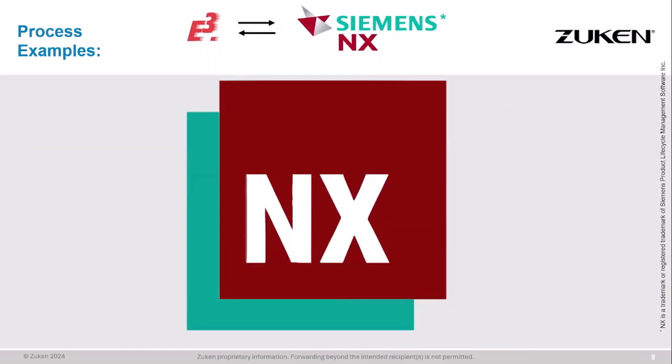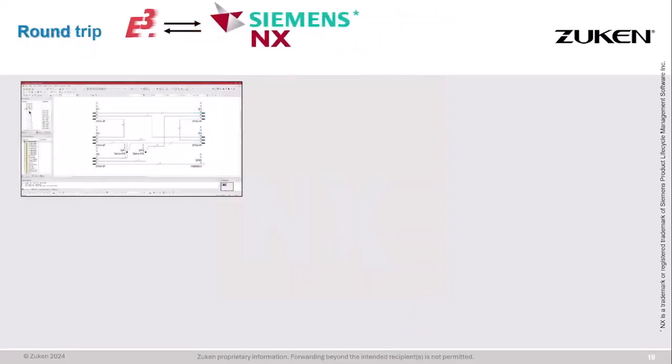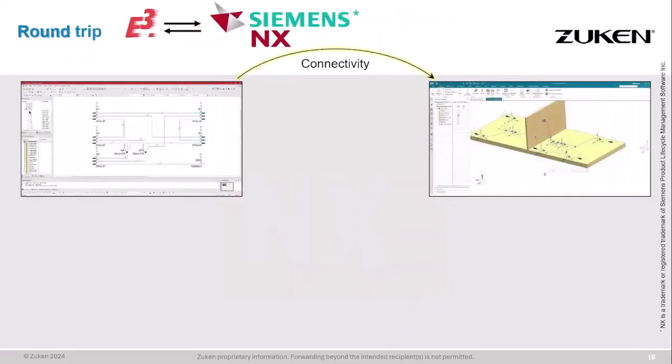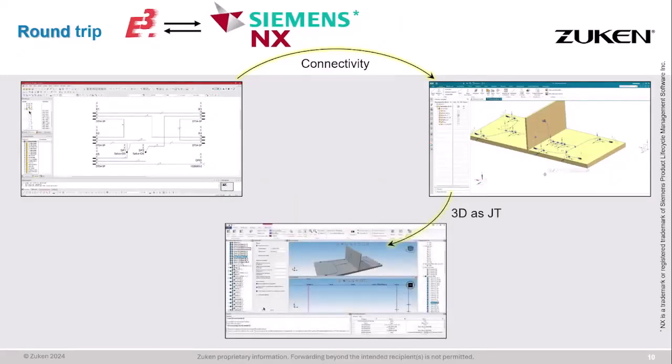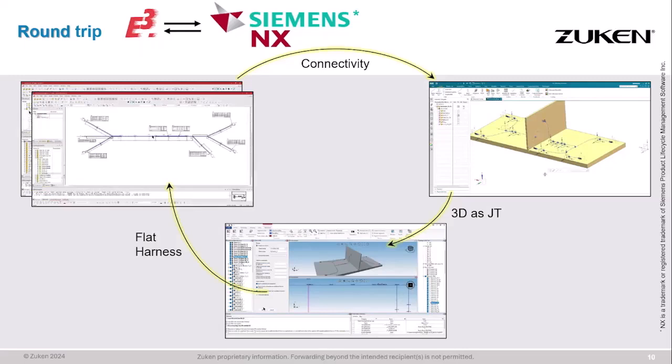Thankfully, we do have some videos prepared for us by our German colleagues who demonstrate how that works in real life. So the round trip, as I mentioned, connectivity is exported from E3, then goes into NX. 3D is exported from NX in JT, which is NX's native format. This is then read into our 3D transformer module, and from there we extract the topology and flatten our harness. Once flattened, we can then write that directly to E3 as a formboard, and the flattened harness is available to you in E3. Okay.